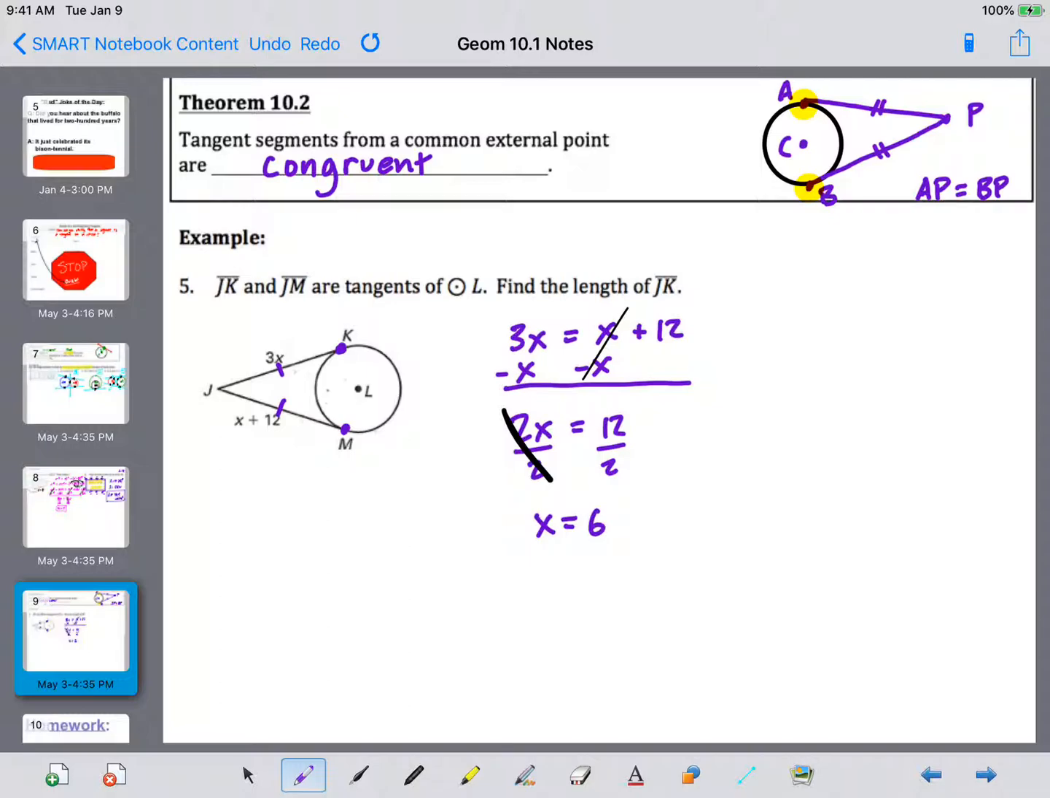All right, so they actually aren't saying find the value of x. They want us to find the length of JK. Well, JK is 3x, so we have one more step just to plug in that value of x. So 3 times 6 gives us a length of 18.